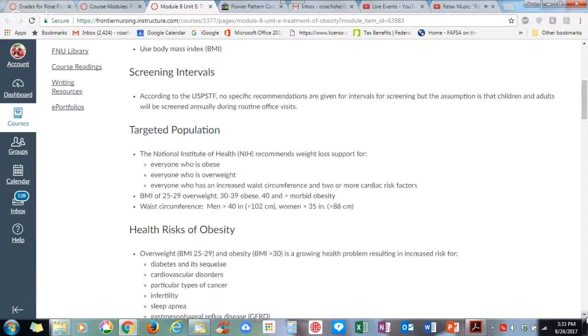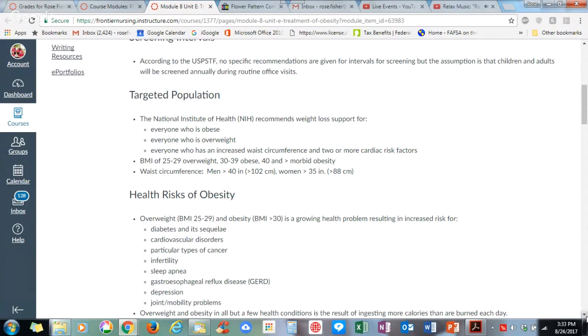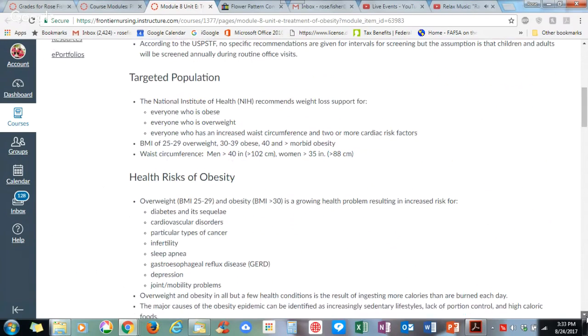Screening tool: use body mass index, BMI. Screening intervals: no specific recommendations are given for intervals for screening, but the assumption is that children and adults will be screened annually during routine office visits. Targeted population: the NIH recommends weight loss support for everyone who's obese, everyone who's overweight, everyone who has an increased waist circumference, and 2 or more cardiac risk factors.